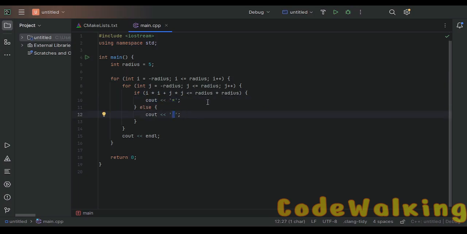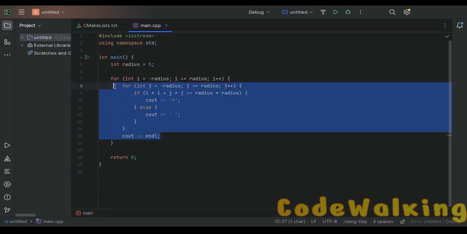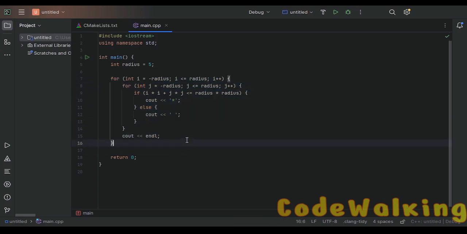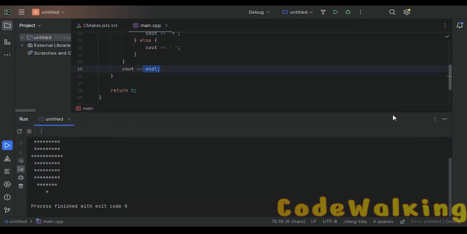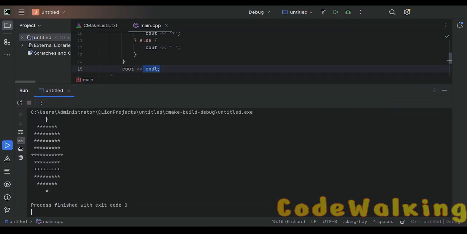If it's not less than or equal to that, then our inner for loop would end, then cout endl, like end line. Okay, so let's run and see what we get. Okay, as you can see, it's somewhat of a circle, but it's a bit like a square shaped circle. So it's not a perfect circle, totally round, but it's like a mosaic type circle, you know.